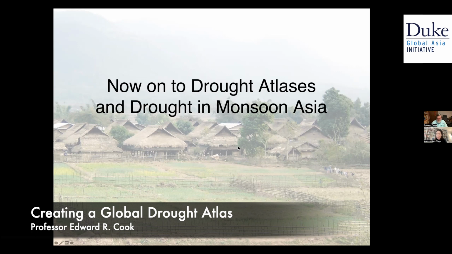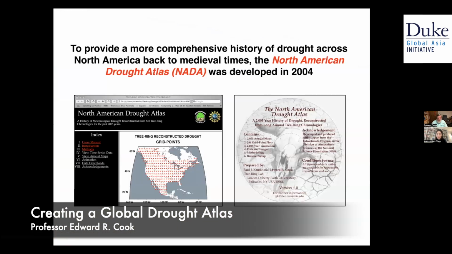Yes, just before I introduce the Monsoon Asia Drought Atlas directly, I'm going to describe what drought atlases are and where they came from briefly. And this all began in North America with work I started back in the 1990s, in creating what I call here the North American Drought Atlas.